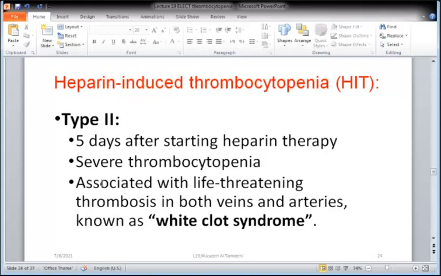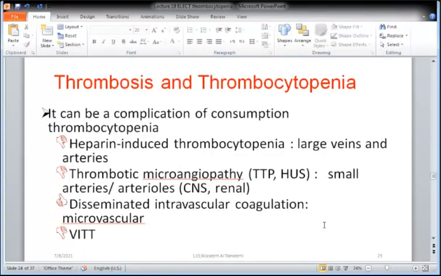But the problem is type 2 HIT, which develops 5 days after starting heparin therapy, associated with severe thrombocytopenia and life-threatening thrombosis in both veins and arteries, and known as a white clot syndrome. In such a case, what is the alternative? A patient with thrombosis, and heparin is not a license because of this HIT. I have to shift the patient to direct thrombin inhibitors or argatroban as substitution therapy.